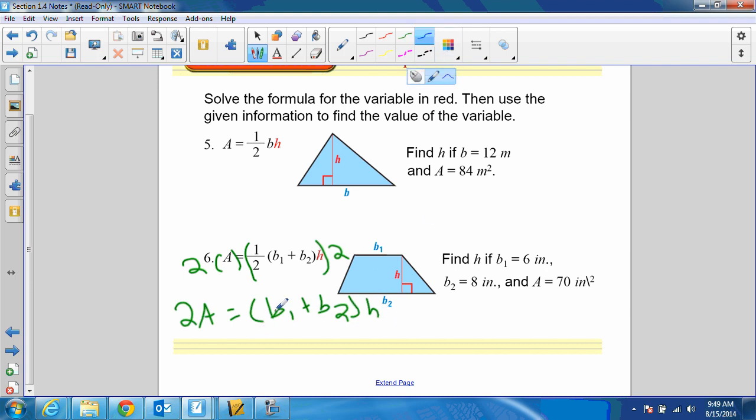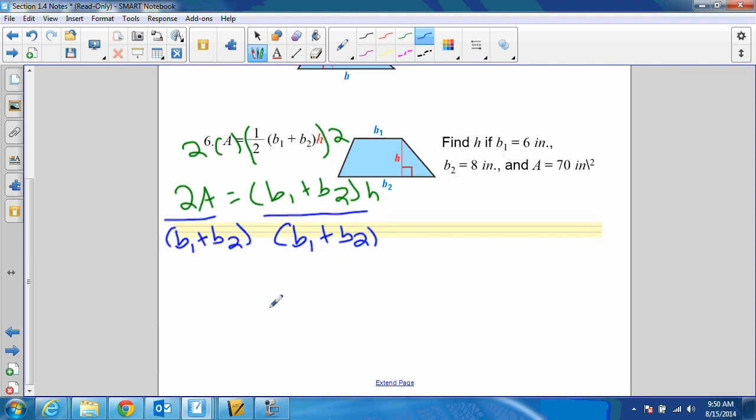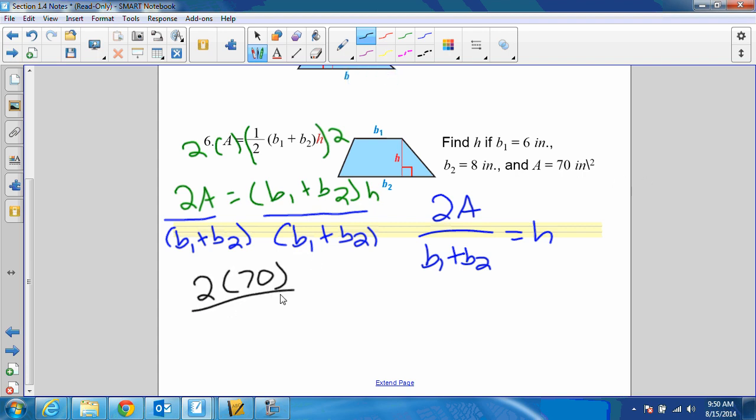Next, it's h times the quantity of b1 plus b2. We have to divide both sides by the quantity of b1 plus b2. So we get twice the area divided by b1 plus b2 equals the height. Okay, then we can plug it in. We have 2 times the area, which is 70, over b1, which is 6, plus b2, which is 8, equals the height.